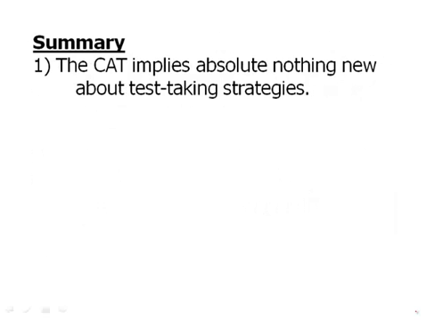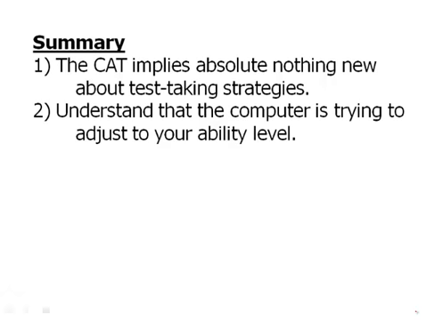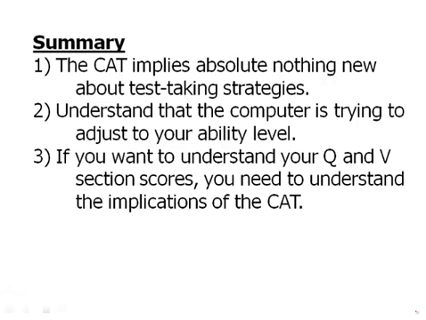So in summary, the CAT implies absolutely nothing new about test-taking strategies. Just, once again, whatever question you have in front of you, do your best with it, then move on. Understand that the computer is trying to adjust to your ability level, and it's doing this following an algorithm that is much more complicated than any of us can figure out, so don't even worry about trying to figure it out. If you want to understand your quantitative and verbal section scores, you need to understand the implications of the CAT. And in particular, don't get caught up on just how many did I get right, how many did I get wrong. That's not the point. Think about question difficulty level.